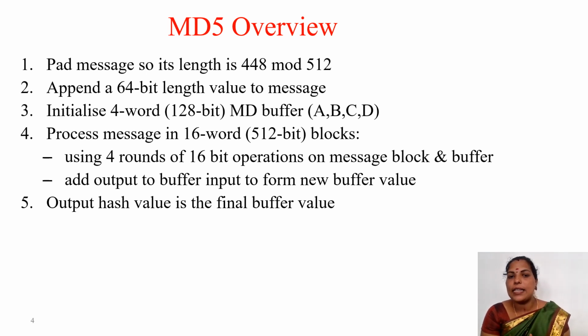Then we process the message in 16-word, that is 512-bit, blocks. Here we have 4 rounds of 16-step operations on the message block and buffer. Then we add the output to the buffer input to form a new buffer value. Finally, we output the hash value, that is the final buffer value, the message digest. So these are the steps involved in this MD5 cryptographic hash function.